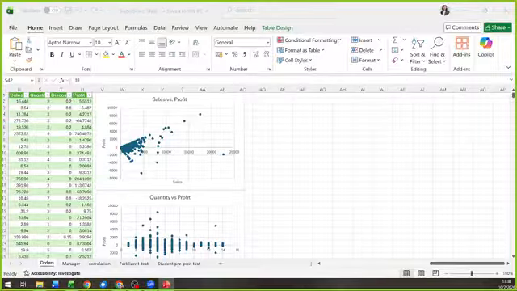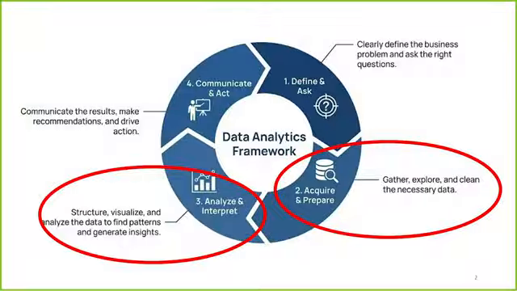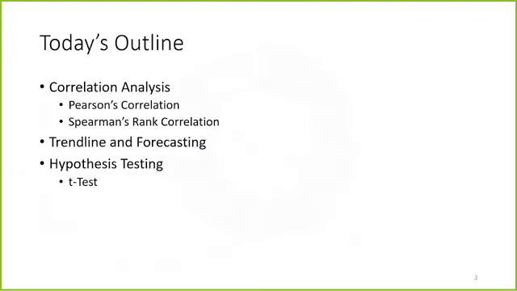That's why I highlight that statistical analysis should belong to both the second step, acquire and prepare, and also the third step, which is analyze and interpret. So this is today's outline. We will talk first about correlation analysis, and then we will go to trend line forecasting, and then we will be done with hypothesis testing.